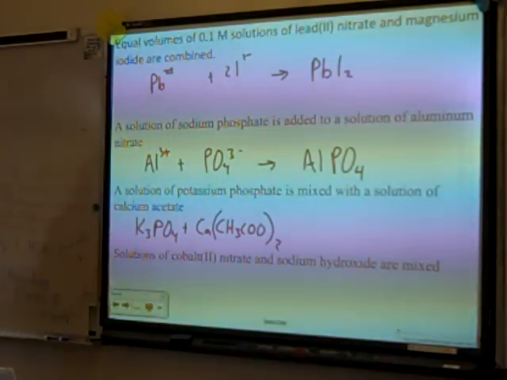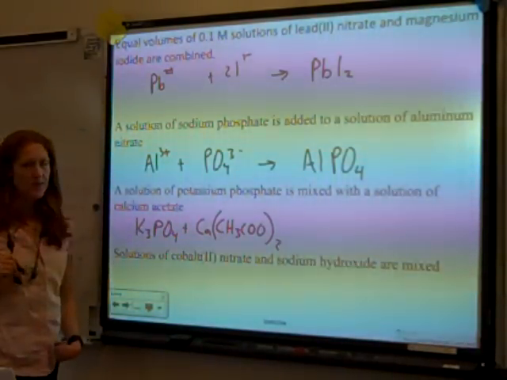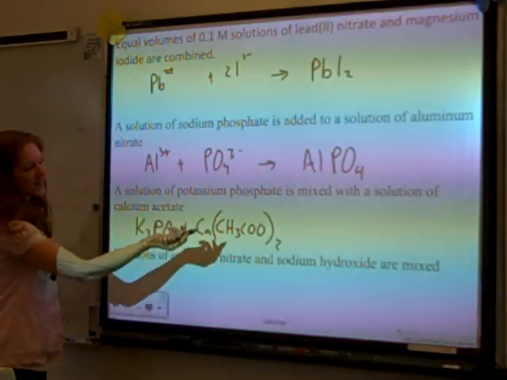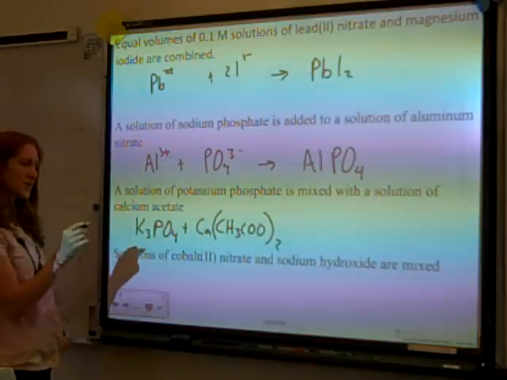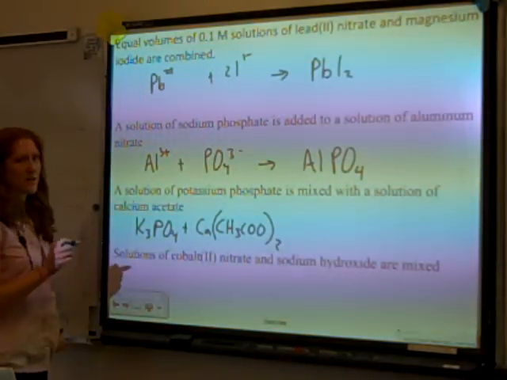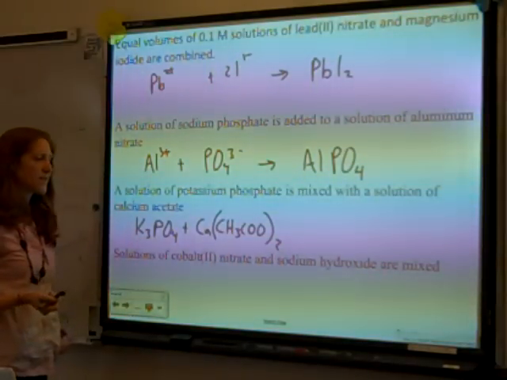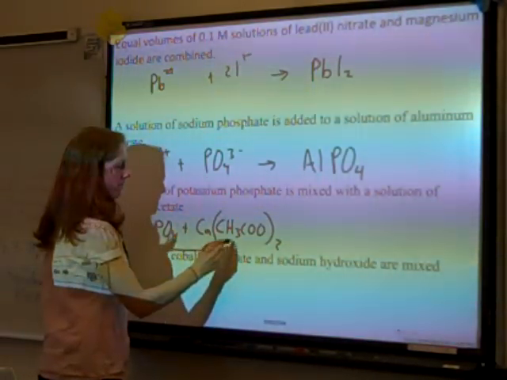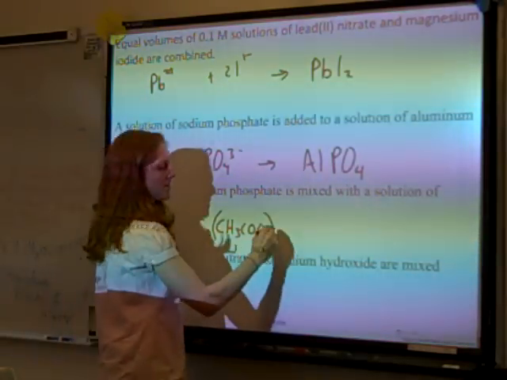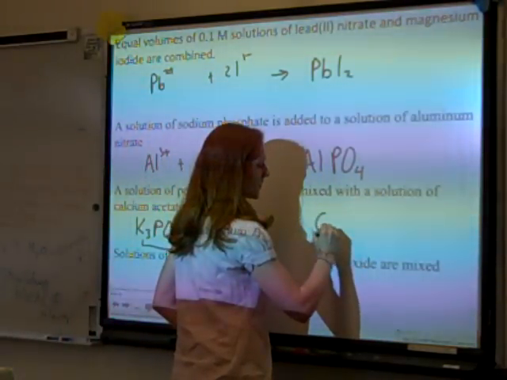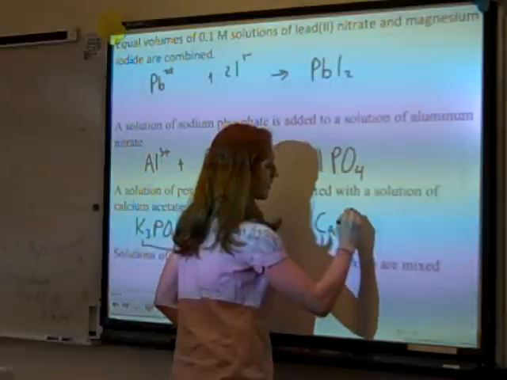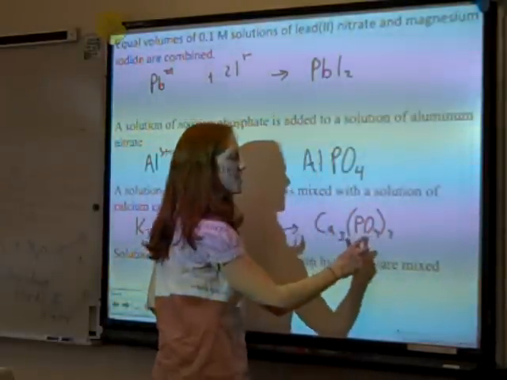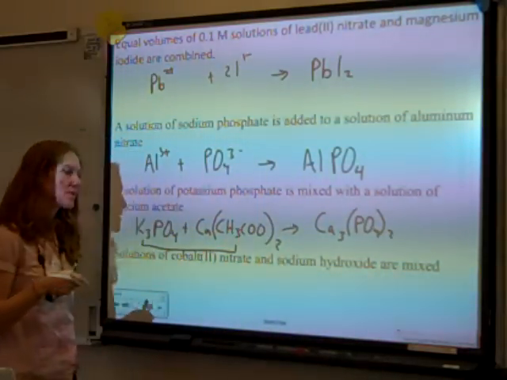Right away I know that potassium is always soluble, and actually acetate is too. It does form a weak acid though, so if there was an H plus here, I would make that a product where acetate wouldn't be a spectator. But yes, acetate is soluble, so in this case it is a spectator. They won't do anything. I'm going to make calcium phosphate. So Ca3(PO4)2. And that balances out the 3 minus of the phosphate with the 2 plus of the calcium.